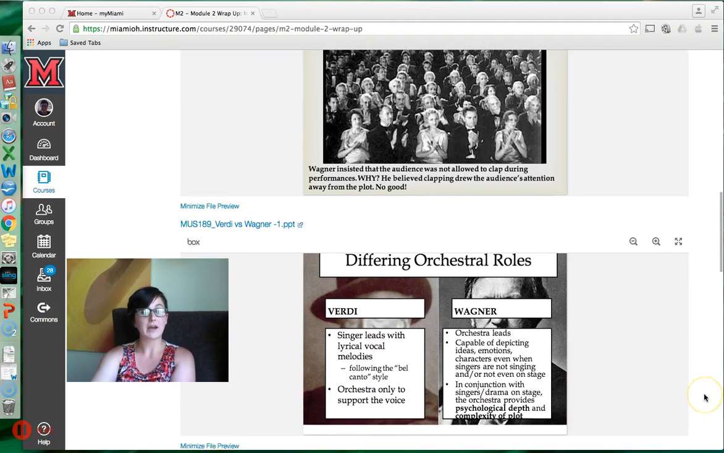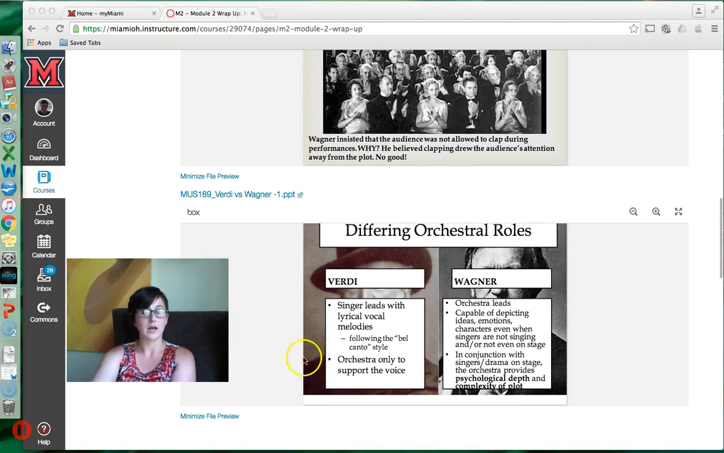I also didn't compare Verdi and Wagner for you. With Verdi, it's important to note that his orchestra is there to support the singers in a very simple way, whereas Wagner, as you read about, has these leitmotiven, or leitmotifs, that will basically take on a life of their own, separate from the singer. So Wagner begins to consider the orchestra as a character itself.